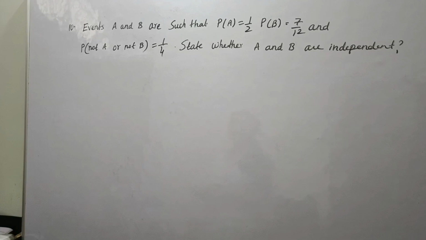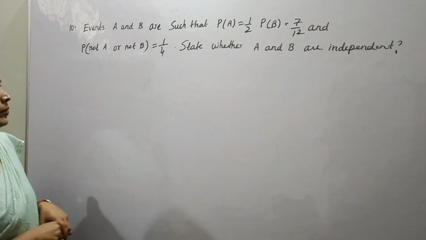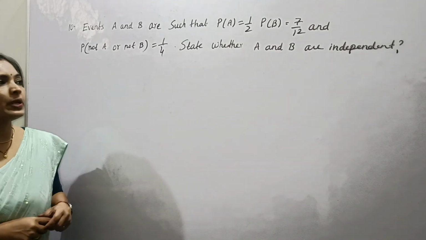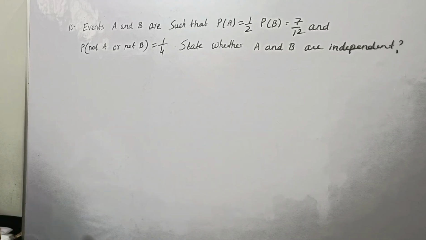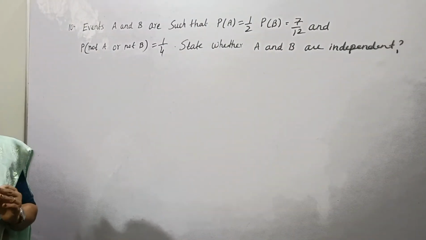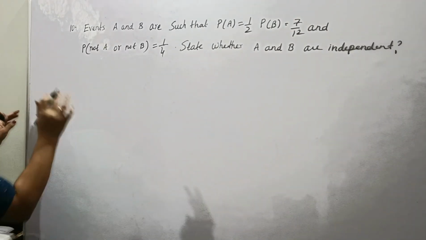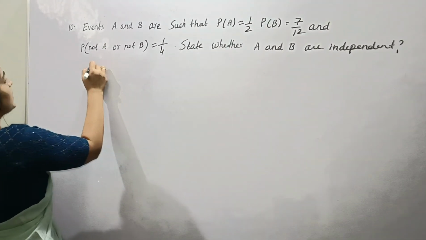Events A and B are such that probability of A is equal to 1 by 2, probability of B is equal to 7 by 12 and probability of not A or not B is equal to 1 by 4. State whether A and B are independent. So here for independence we have to check whether probability of A intersection B is equal to probability of A into probability of B or not. So first of all, let's write what are given.